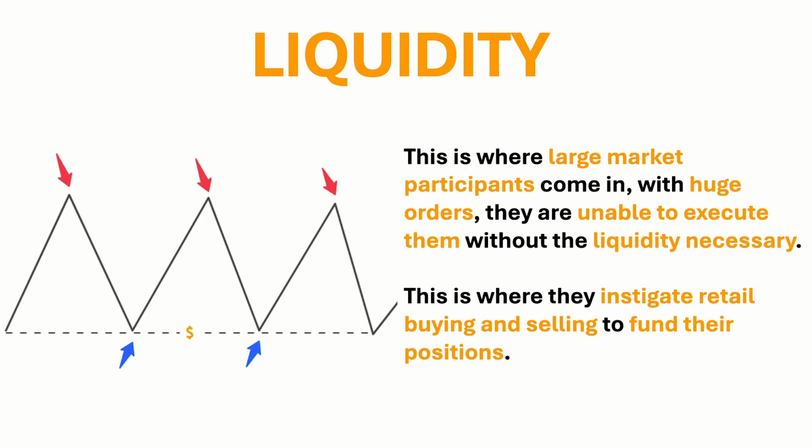What do I mean? We are all familiar with the concept support and resistance. As you guys can see on this diagram right here, we have our resistance up here and we have our support right here. What do retail traders do?